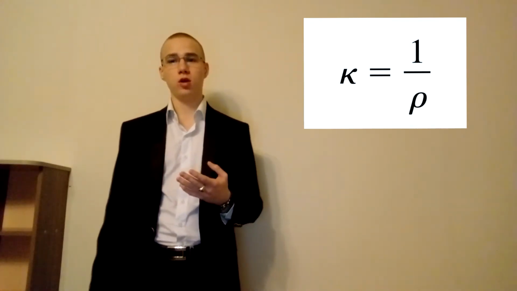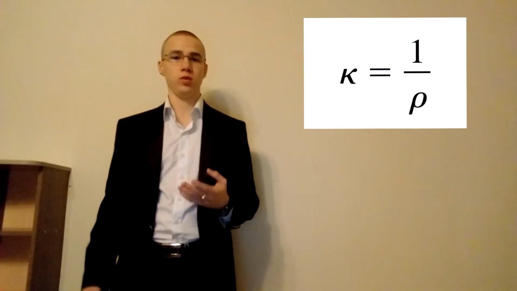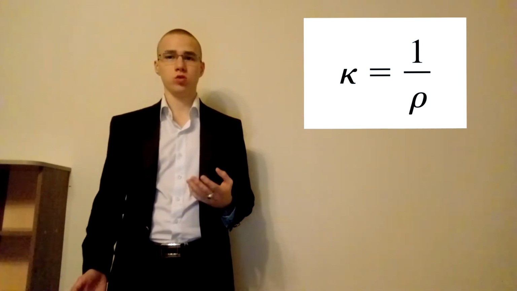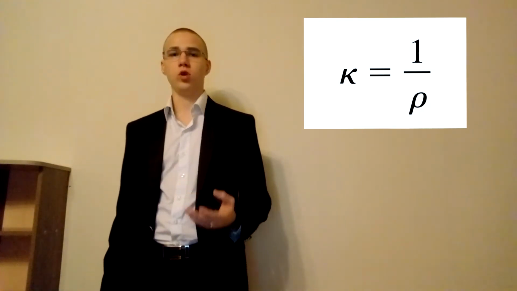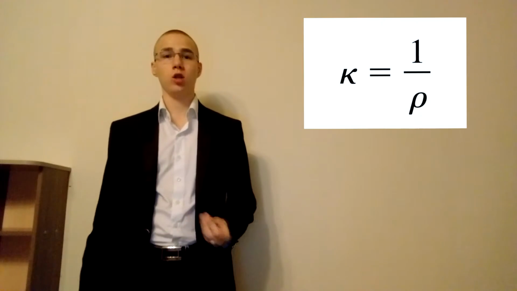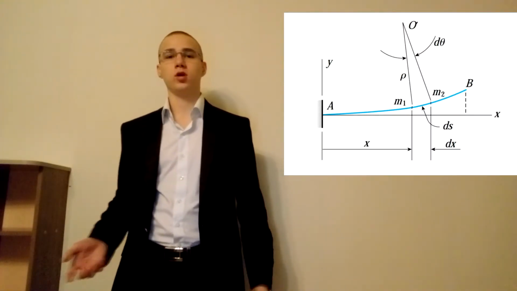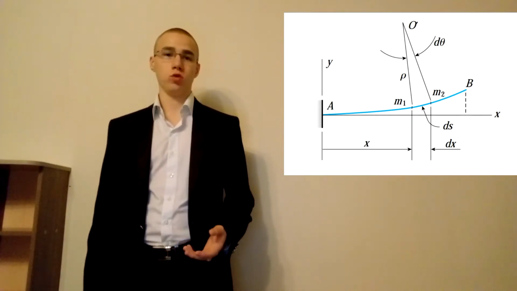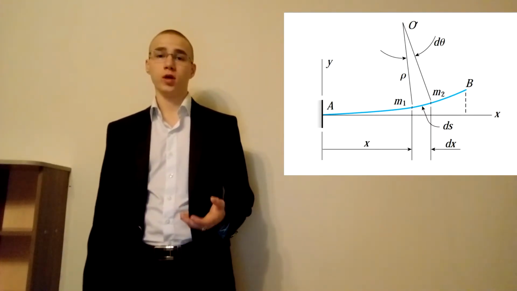If the load on a beam is small, the beam will be nearly straight, the radius of curvature will be very large, and the curvature will be very small. If the load is increased, the amount of bending will increase, the radius of curvature will become smaller, and the curvature will become larger.